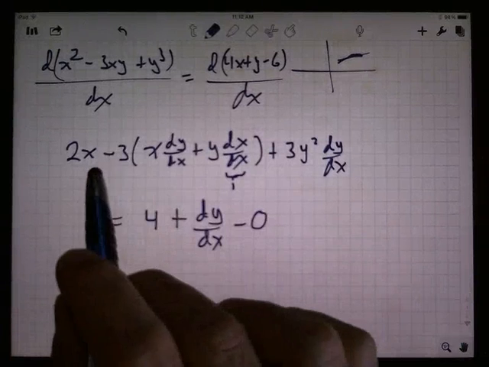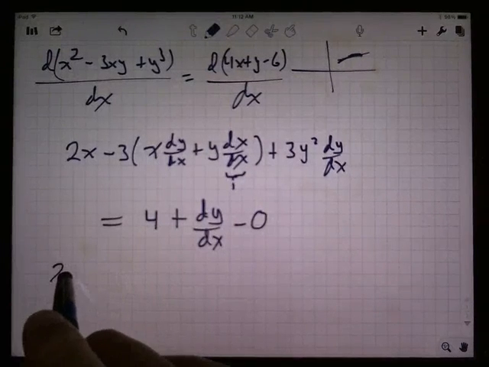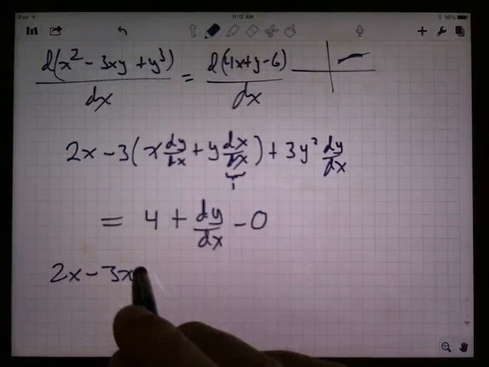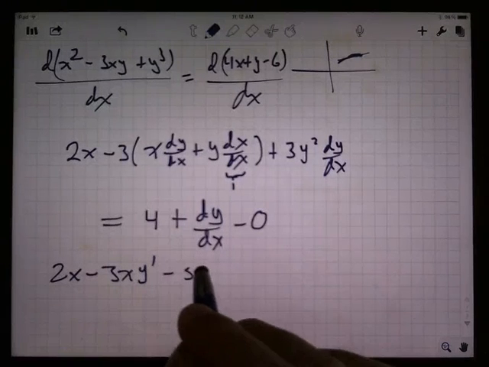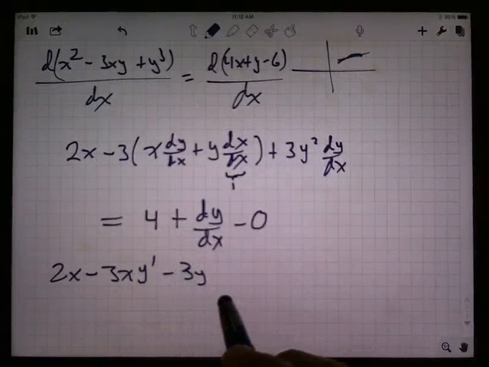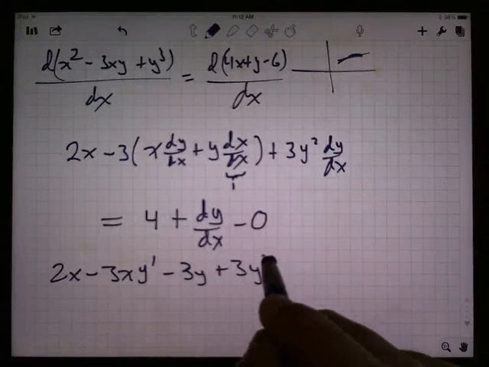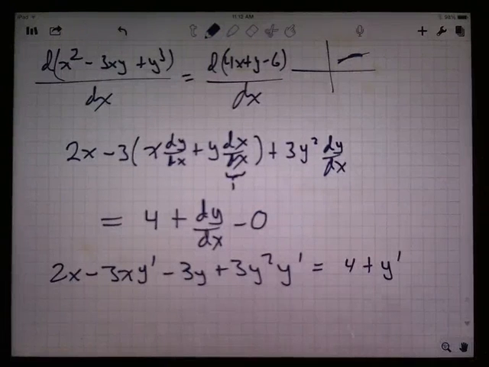And now I'm going to distribute that through. So let's rewrite this. I've got 2x minus 3x times, actually I'm just going to write that as y prime, minus 3y times 1 plus 3y squared y prime equals 4 plus y prime.